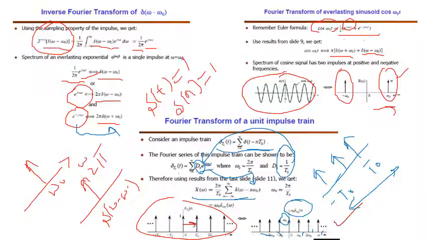So these are the impulses in the frequency domain, and this is the height of the impulses. We know that 2 pi by t naught is equal to omega naught, which is why we use omega naught here. So three things we learned here: the Fourier transform of an impulse is 1, whereas the Fourier transform of an exponential is an impulse with amplitude 2 pi. And the last thing is that the Fourier transform of an impulse train is an impulse train in the frequency domain with amplitude omega naught.